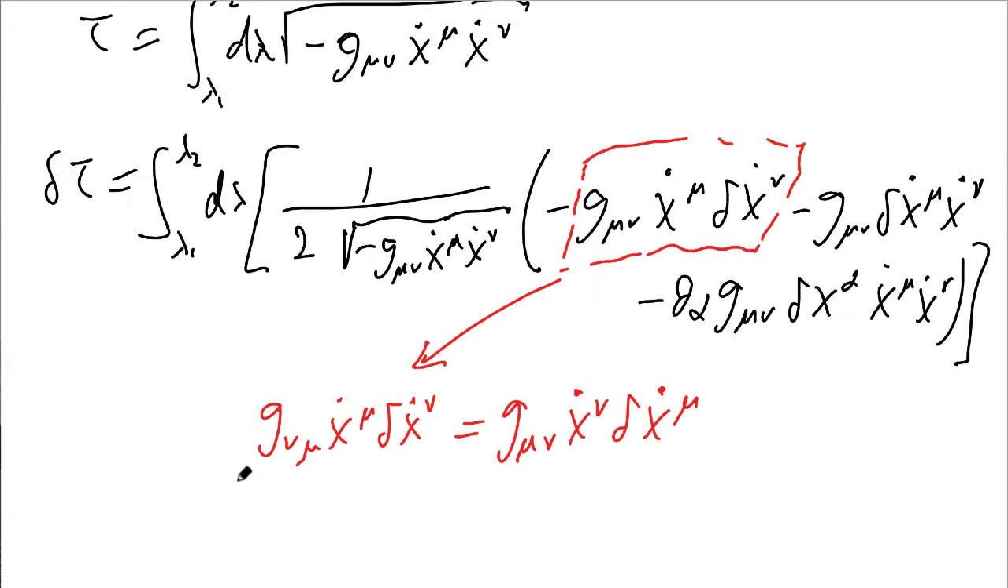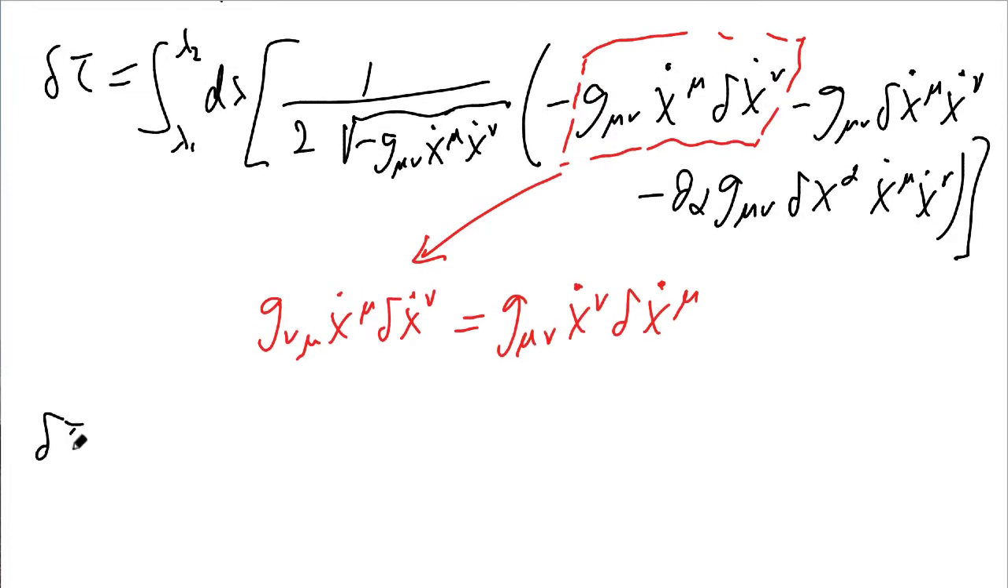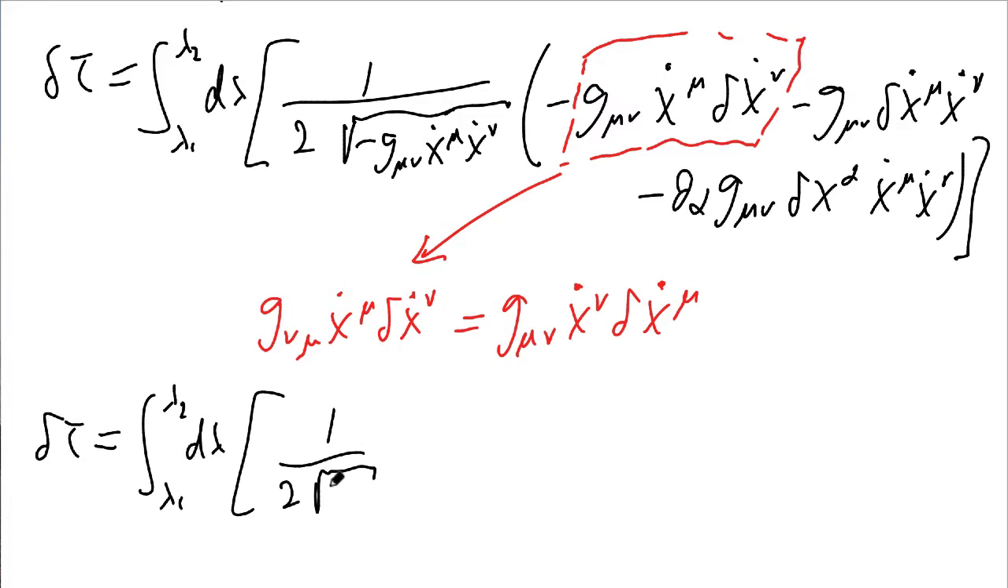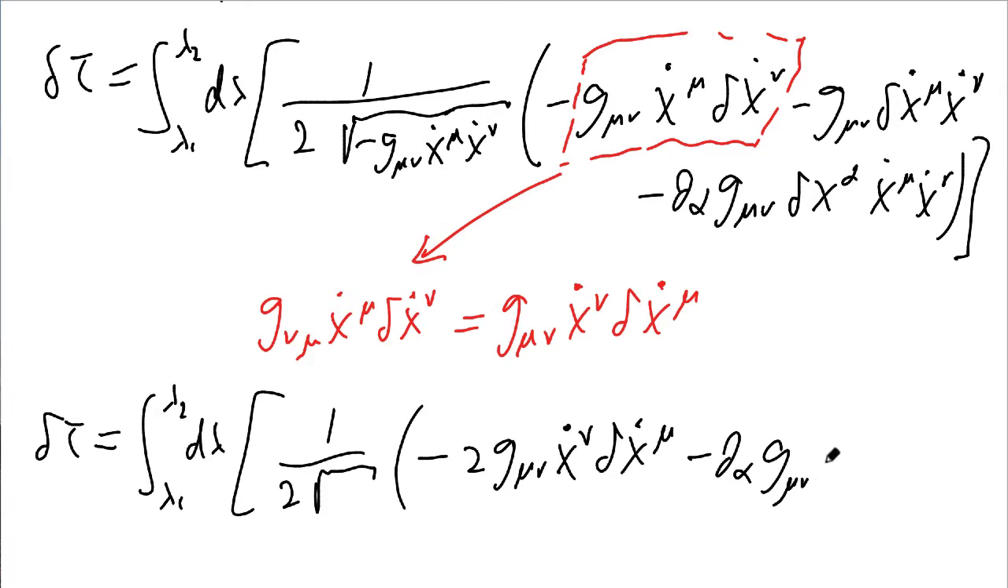So let's write delta tau then as the integral from lambda 1 to lambda 2 d lambda 1 over 2 times the square root, and I won't even bother to fill in the argument of the square root. This is minus 2 g mu nu x dot nu delta x dot mu from these two terms, and then this last term is partial alpha g mu nu x dot mu x dot nu delta x alpha.